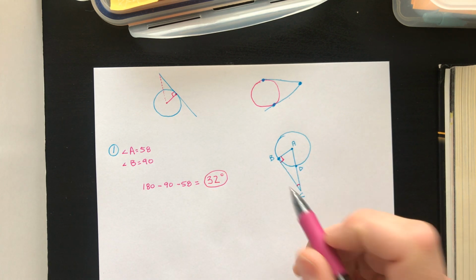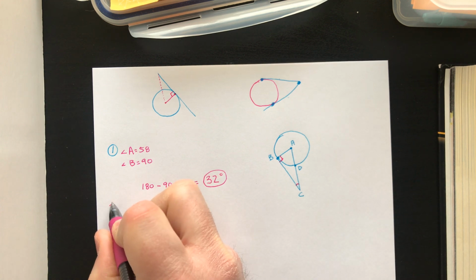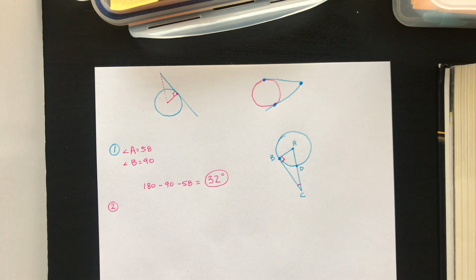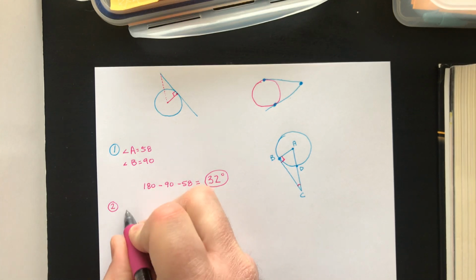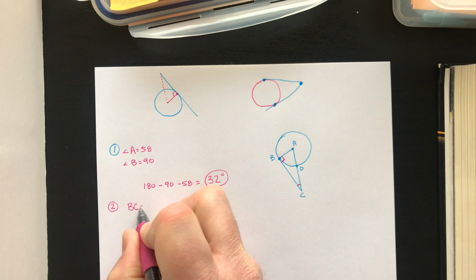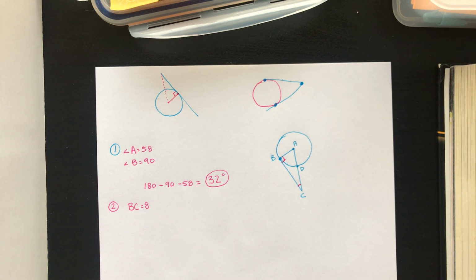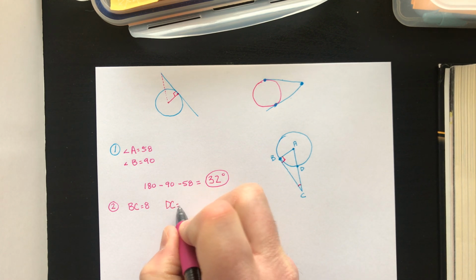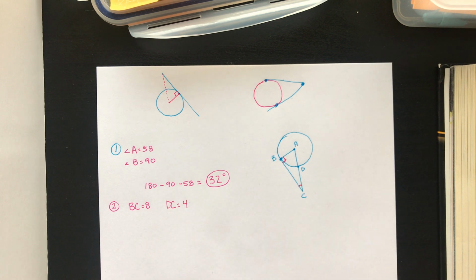So using this same diagram, let's look at problem number 2. It says if BC is 8, DC is 4, then what is the length of the radius?